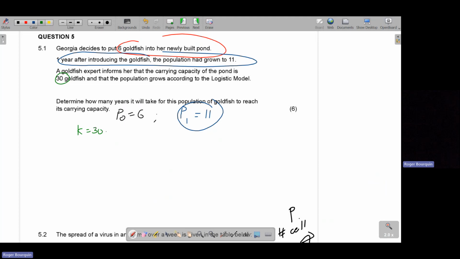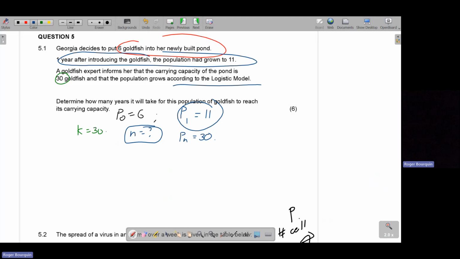And the population grows according to the logistic model. Determine how many years it'll take. So N is equal to question mark. That's what we're asking. For the population of goldfish to reach its carrying capacity. In other words, when Pn is going to reach a value of 30. Okay. So it's a logistic model question.